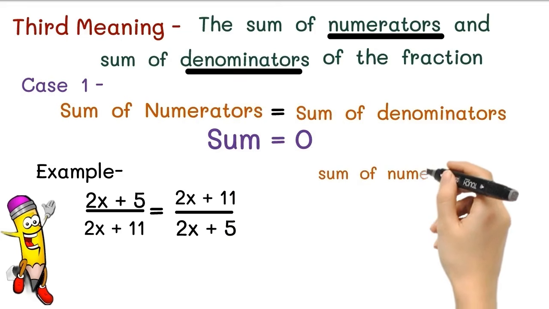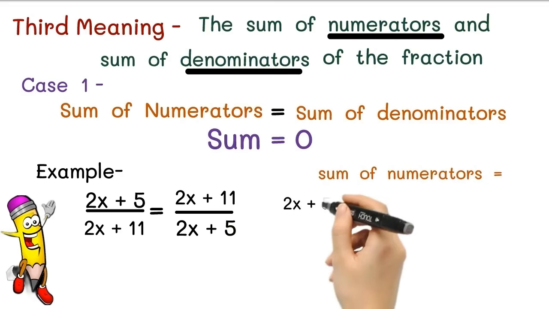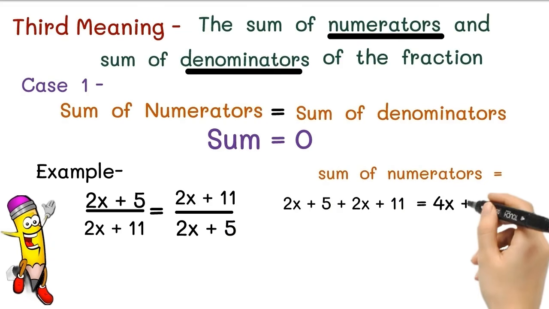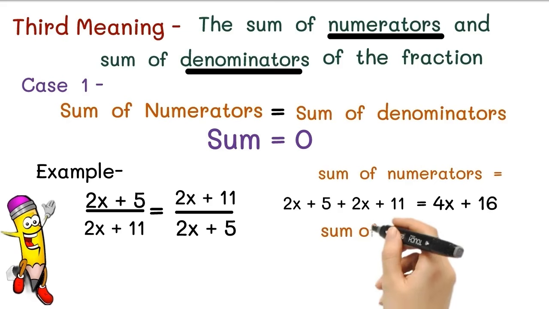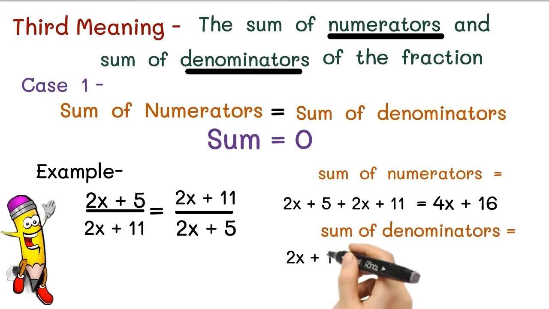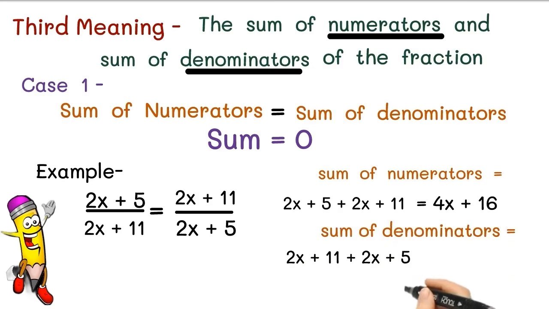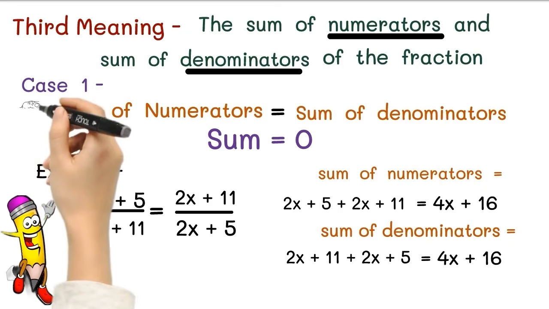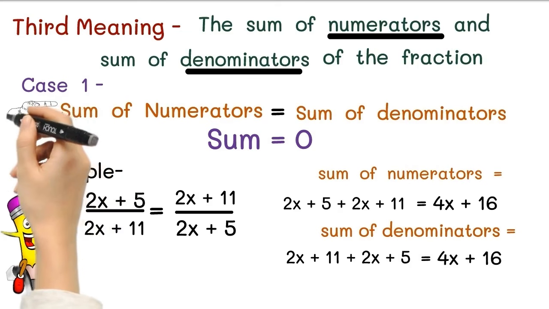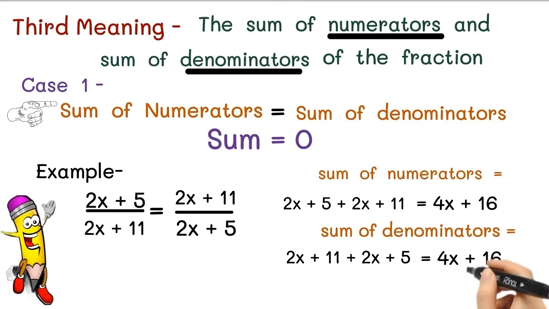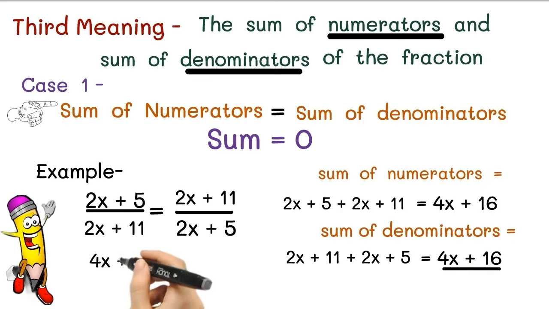So sum of numerator equals 2x plus 5 plus 2x plus 11, which is 4x plus 16. And sum of the denominator equals 2x plus 11 plus 2x plus 5 equals 4x plus 16. So you can observe that sum of numerator is equal to the sum of denominators, so that we can equate this sum 4x plus 16 with 0.